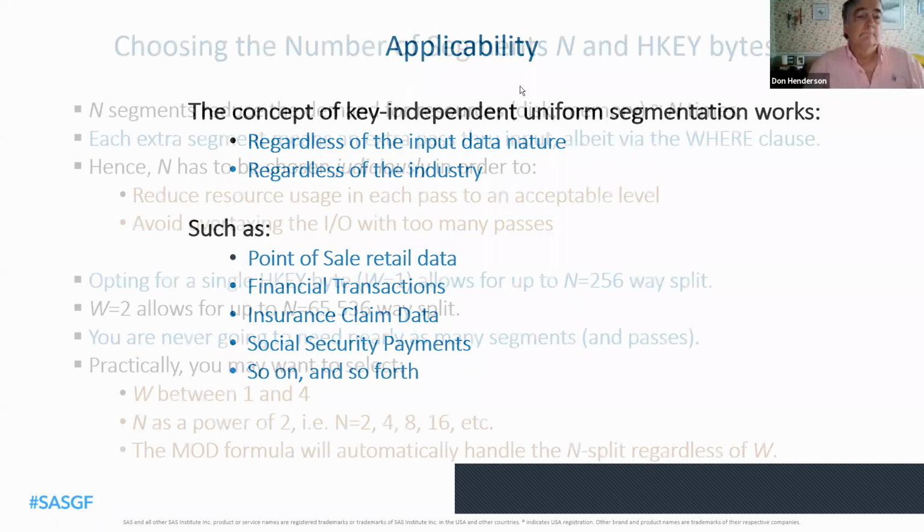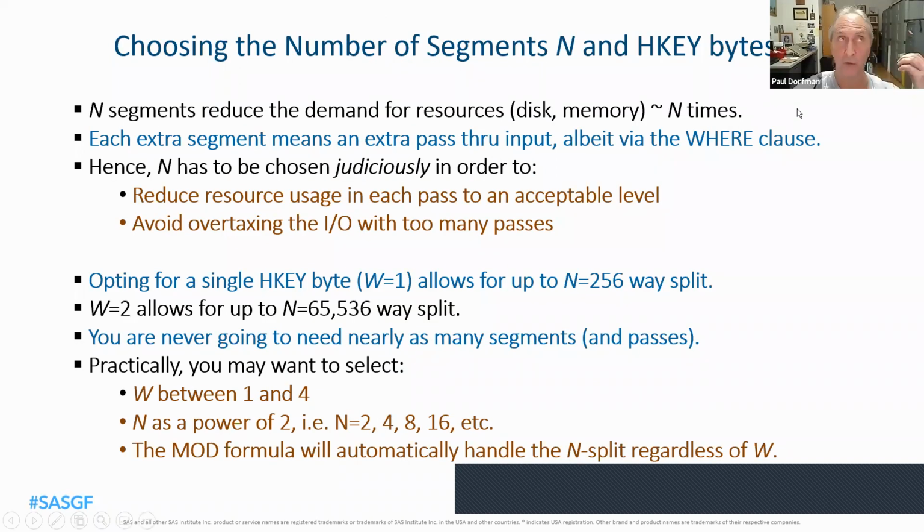Well, now, how to choose the number of segments and the number of HKEY bytes that we use to create the segments from. If we create n segments, that means that we have to pass through the input basically n times, even though we use the where clause, or maybe an index, it's still extra processing. So this number of segments has to be chosen judiciously, so that we reduce the resource usage in each pass to an acceptable level. For example, if we're using the hash object to aggregate, we shouldn't run out of memory. The same can be true to a degree with PROC MEANS or SUMMARY. While at the same time, we want to avoid overtaxing the input output with too many passes through the input data.